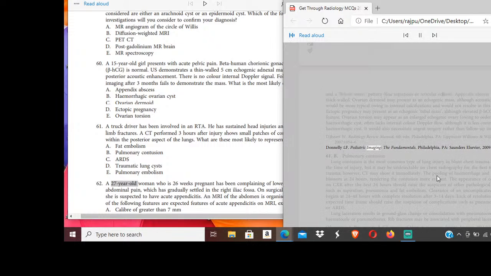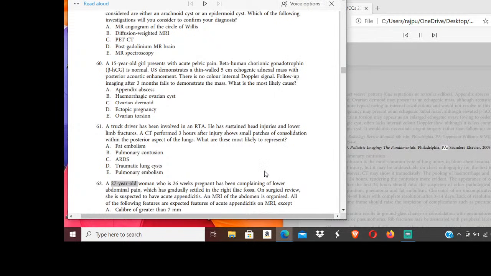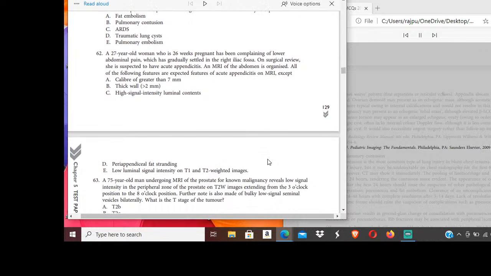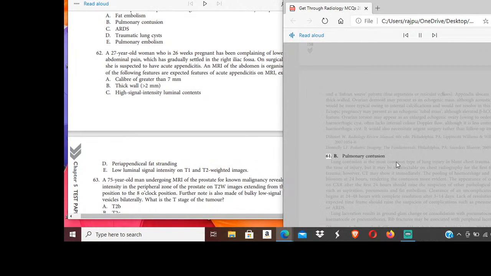Donnelly LF. Pediatric imaging, the fundamentals. Philadelphia, PA, Saunders Elsevier, 2009:151-3. 61. B. Pulmonary contusion. Lung contusion is the most common type of lung injury in blunt chest trauma. It occurs at the time of injury, but it may be undetectable on chest radiography for the first 6 hours after trauma. However, CT may show it immediately.